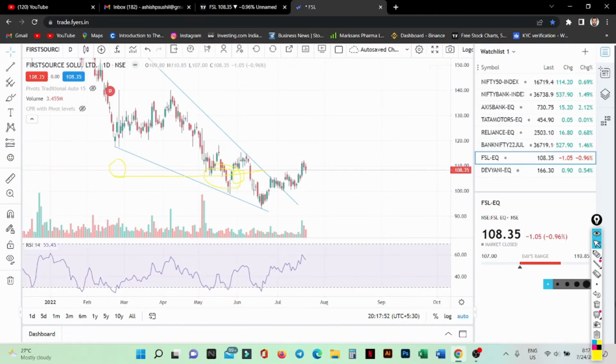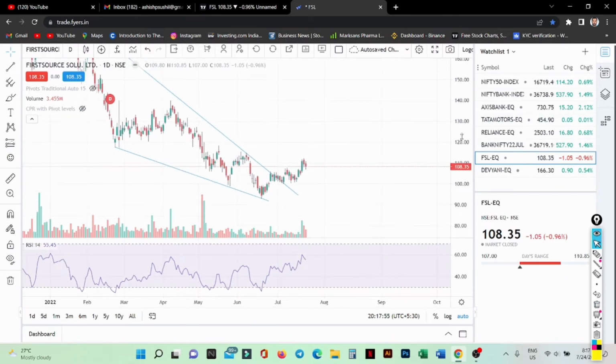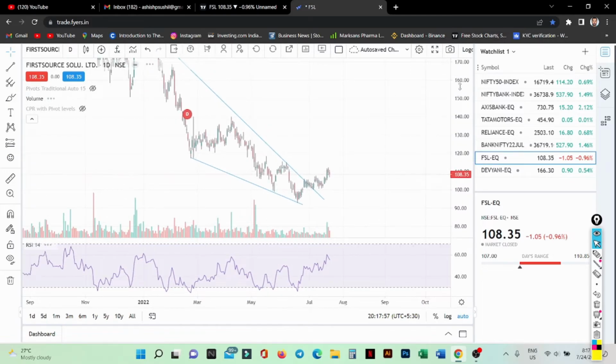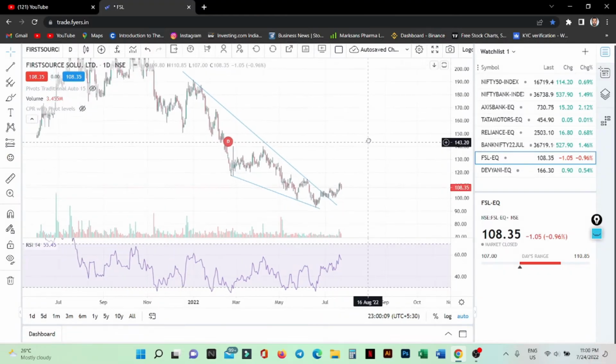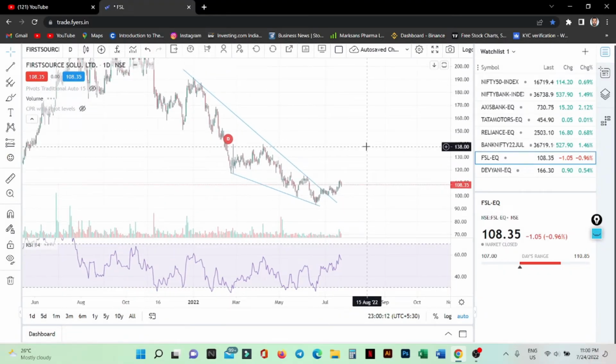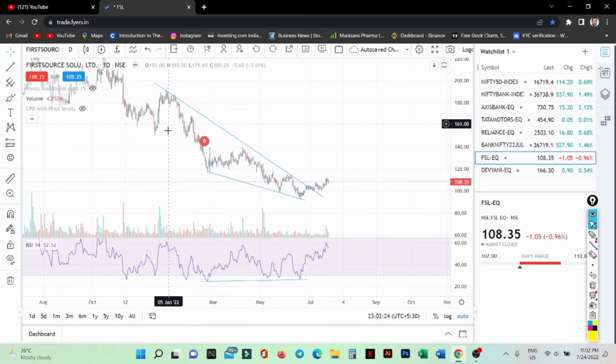Yes, we can also consider this stock, First Source Solution. This was one of the swing picks we had discussed in our previous videos. We will apply this RSI divergence strategy, and if you see, this is a beautiful price action. This is a falling wedge, and you can see there's a clear breakout. The stock has already produced a clear breakout here. You can also see that there has been a creation of higher highs. So after a pullback, you can go for a long.